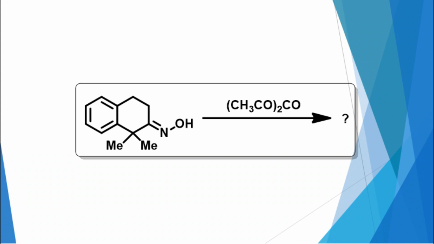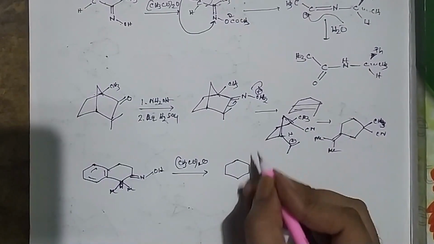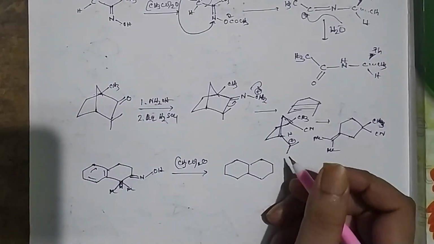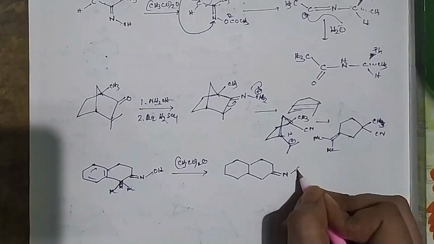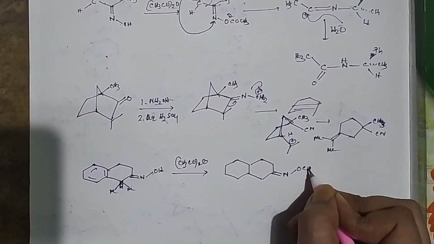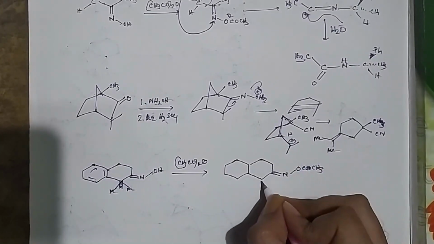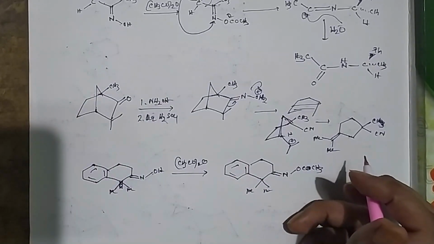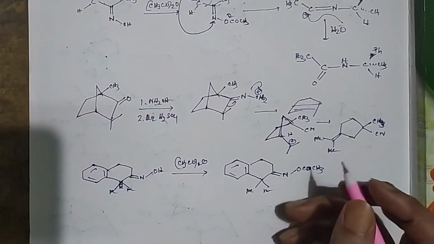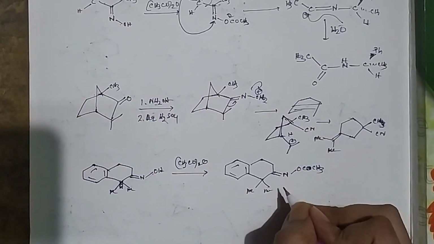Now let's move on to our next question, where we are given an oxime and acetic anhydride as a reagent. Now you know that acetic anhydride just acylates the OH group. Okay, so let's just write the product. And now what happens, the C-C bond cleavage takes place.